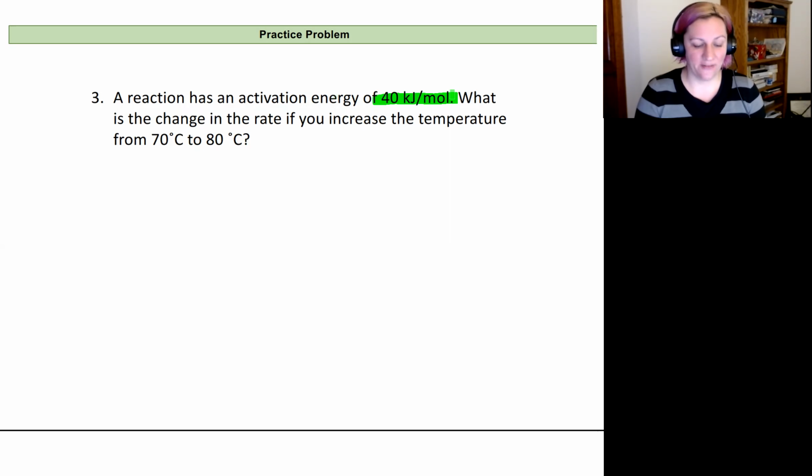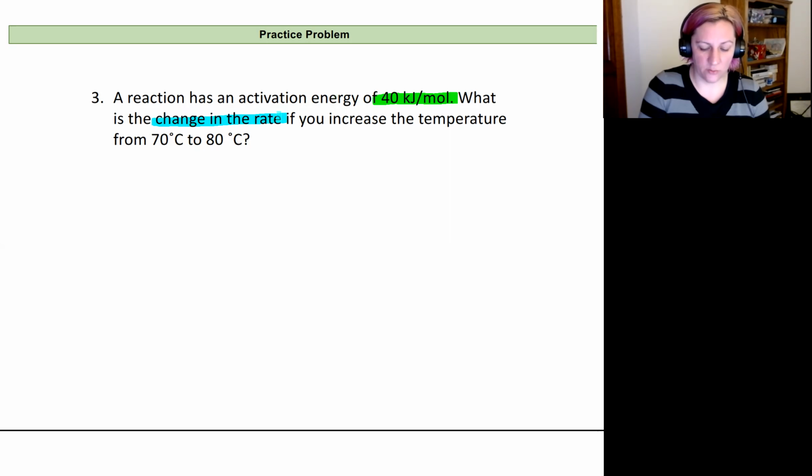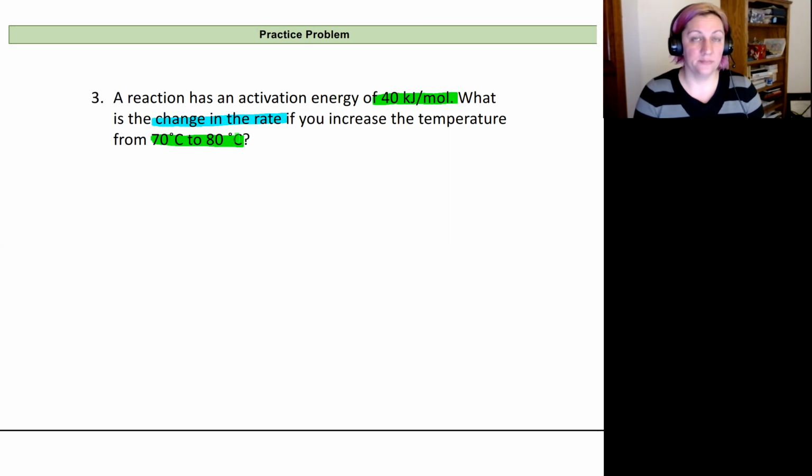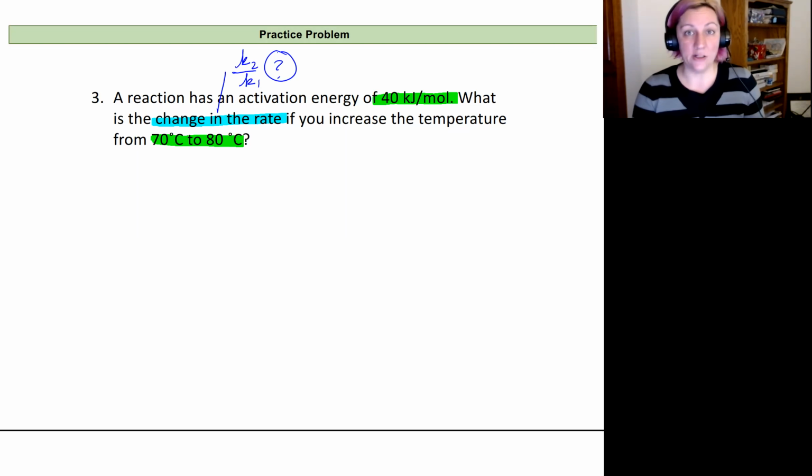And we're asked to find out what is the change in the rate if we increase the temperature from 70 degrees to 80 degrees. So when we say change in rate, what I really want here is the ratio of k2 to k1. That's what we need to find, because that's going to say if my rate doubled or if my rate quadrupled. We're just trying to figure out what that ratio is. We don't need to know the exact value of either of those, just the amount of change that occurs between them.